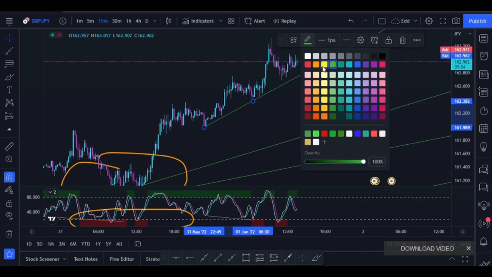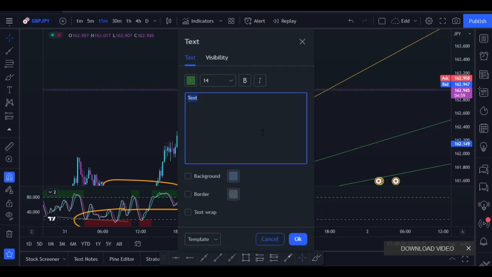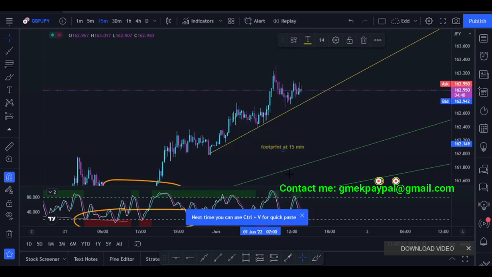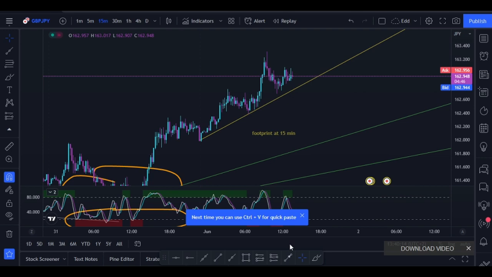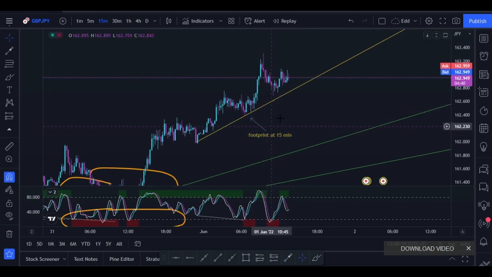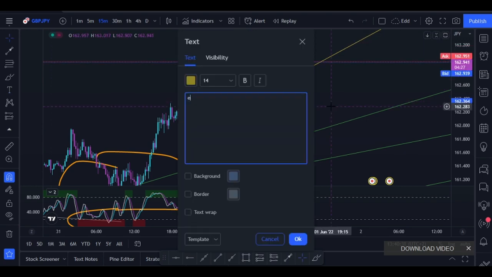Let's make this yellow, because on the 15 minutes each time frame has its own color. Let's write footprint, 15 minutes, and make this yellow. That was the footprint here on the 15 minutes. You see how the market has been respecting the footprint line everywhere, from the 4 hour all the way down to all these entries. It's just been respecting. So much money. Right here, entry.